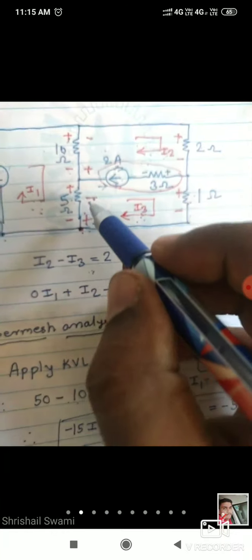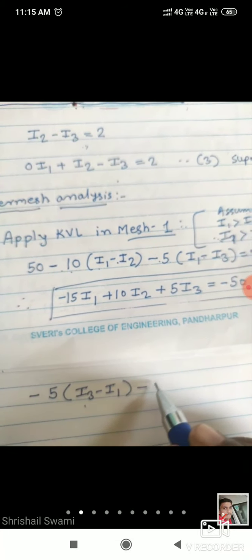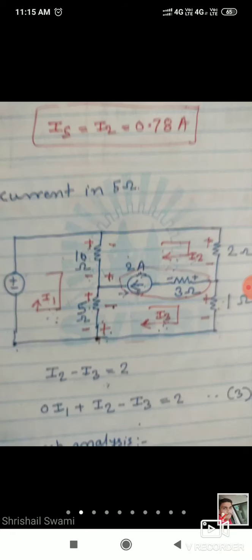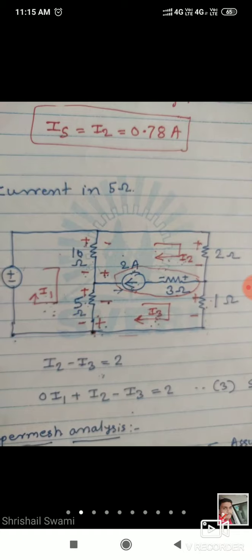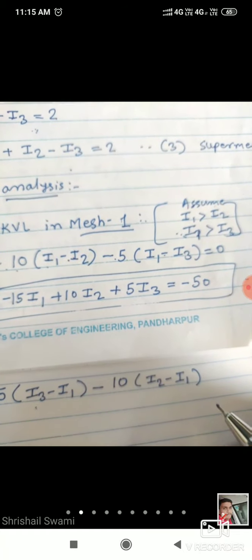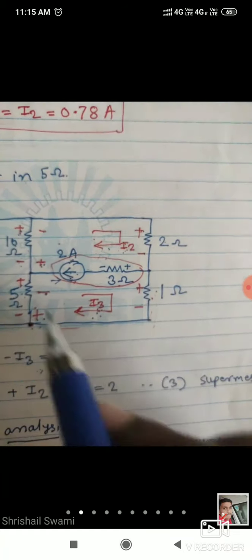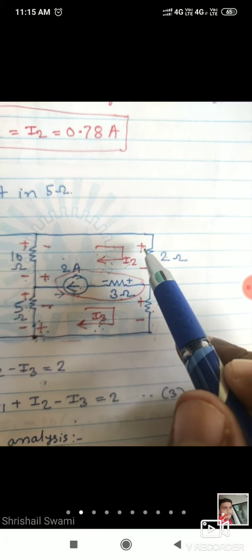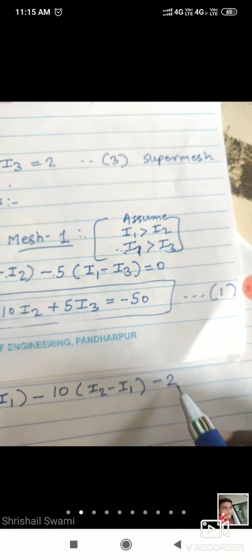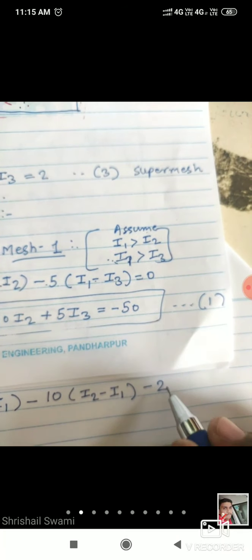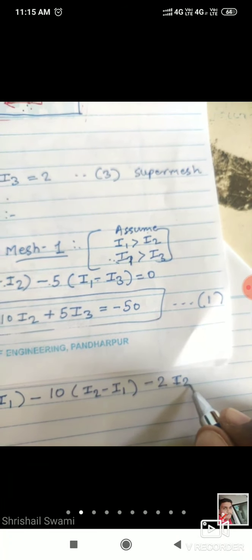Now next, go to the plus 10. Here plus is observed, that's why it is minus. The value of the resistor is 10, but what is the current flowing through that? That will be I2 minus I1. Come to 2 ohm. Plus you are observing, that's why it is minus 2. But what is the current flowing through 2 ohm? That is only I2. So minus 2 I2.